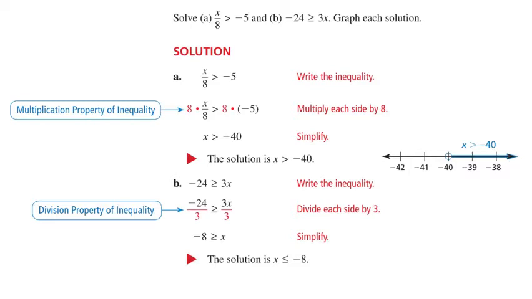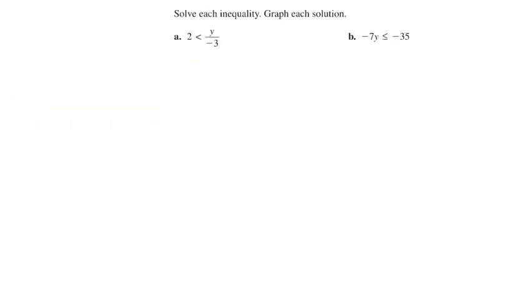The solution is x is less than or equal to negative 8. Therefore, when we graph this, at negative 8, it will be a closed point, and all real numbers that are less than or equal to negative 8 will have an array that goes to the left. And don't forget to graph the solution.